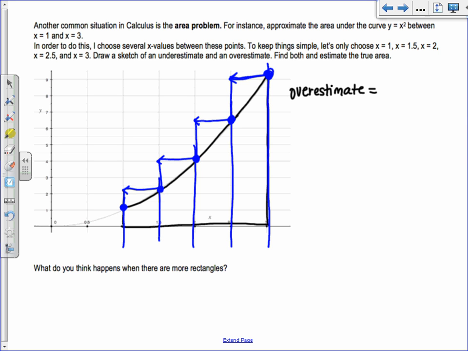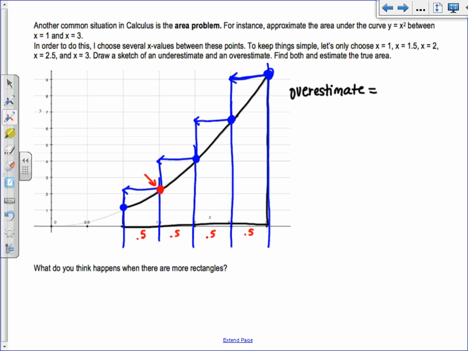Okay, so I need to know the height of these rectangles. You guys know the width of the rectangle? 0.5, right? So the widths are all 0.5. Okay, but my heights, I don't know. So how do I find this first height? This one right here. Any guesses? How do you find that y value that's on the curve?